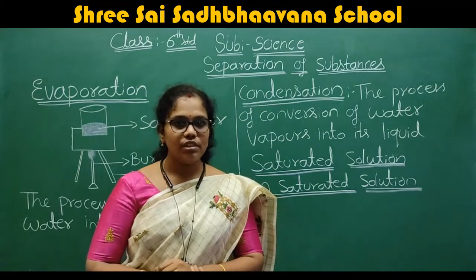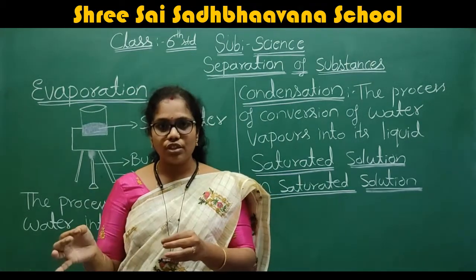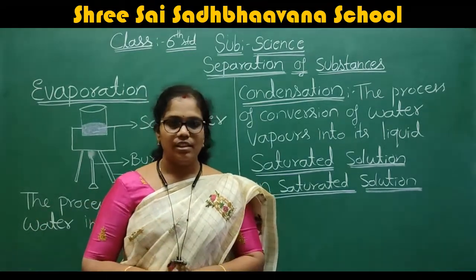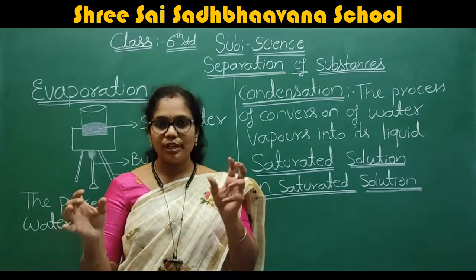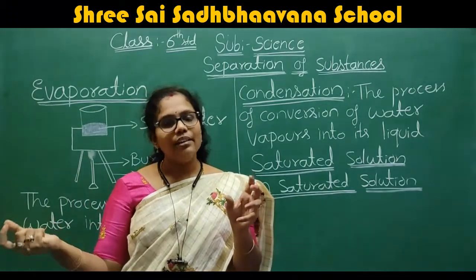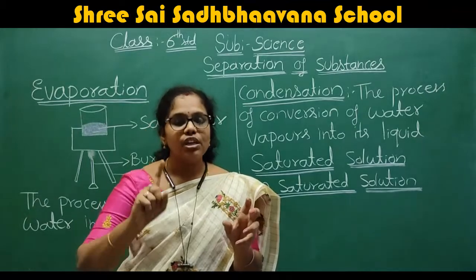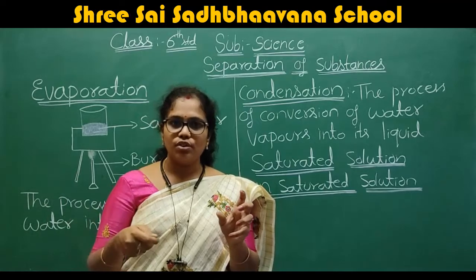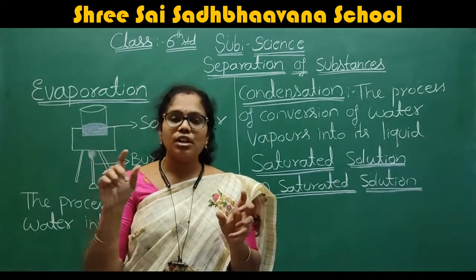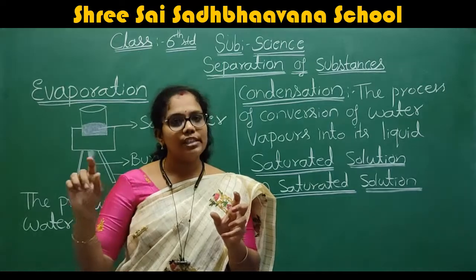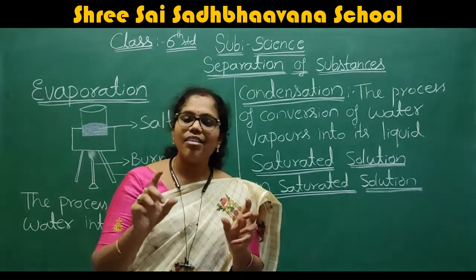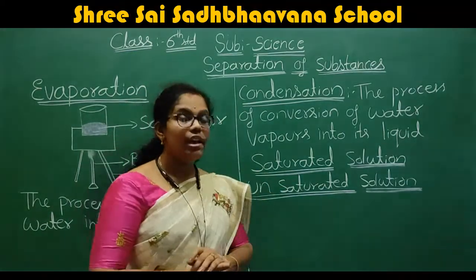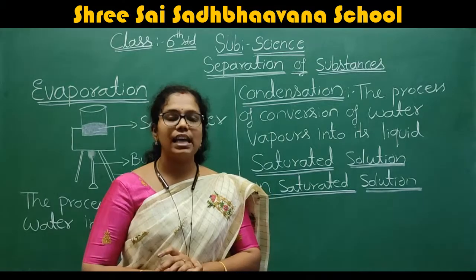What is a saturated solution? The solution in which the particular amount of the solute is added to the solvent. After that particular amount, if you add more solute, it is not dissolved in the solvent. For example, when you add sugar to water, up to a certain level the sugar is dissolved in the water. But after some time, what happens? The sugar is not dissolved in that water. That level we call the saturated level, or that solution we call a saturated solution.